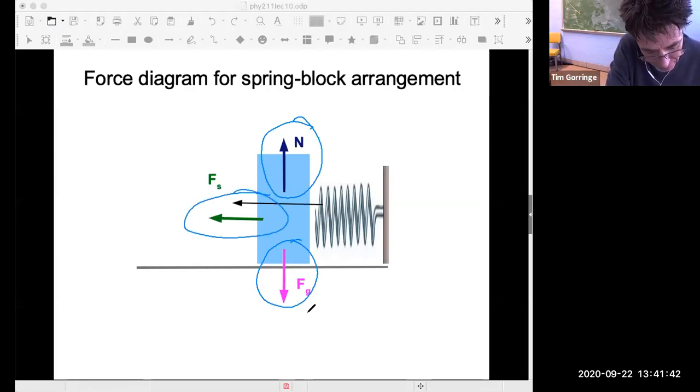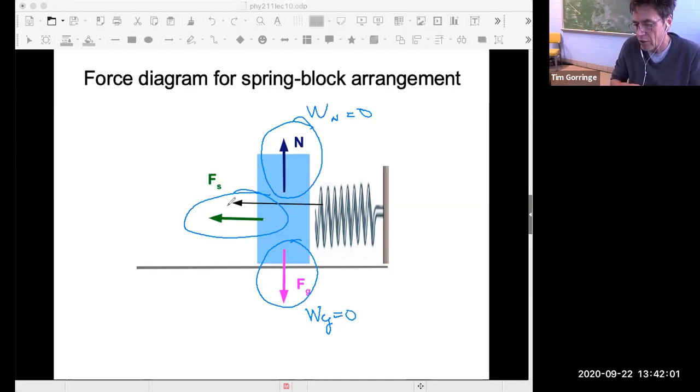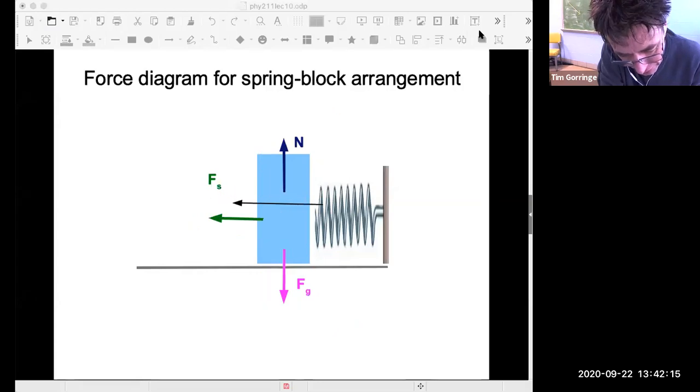Now, the gravitational force will do no work because it's perpendicular to the motion. The block can slide across the horizontal floor. The normal force will do no work because it's perpendicular to the motion. The block's going to slide across the floor. It's only the spring force that's going to do work on the block. And so the spring force will be the net force on the block. The spring work will be the net work on the block. So let's do the calculation then.